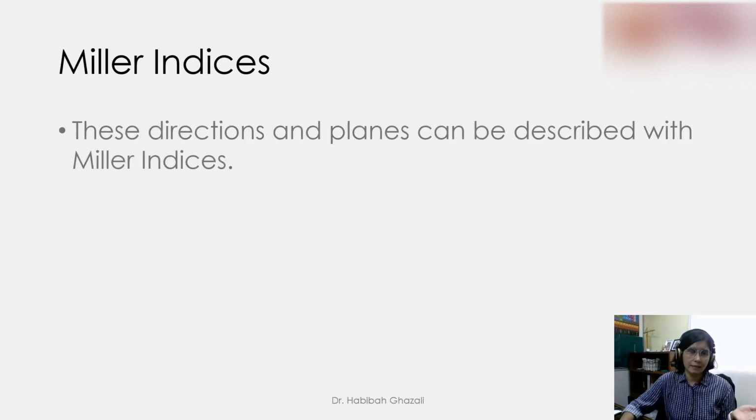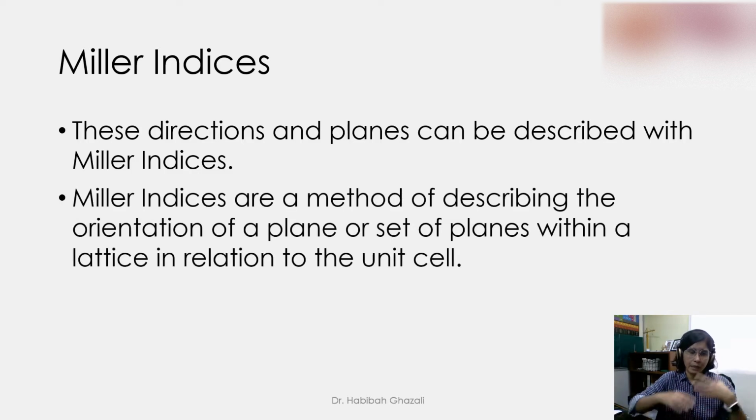So Miller indices is the index that we use to describe the direction and planes in a unit cell, and they are the index method of describing the orientation of the plane or the set of planes within the lattice in relation to the unit cell.